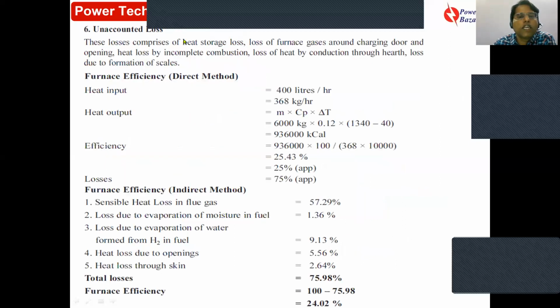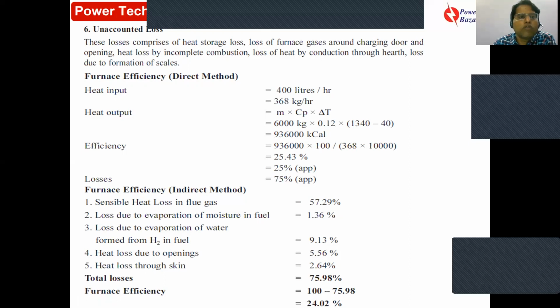Similarly, unaccounted loss is also being considered. This may be due to furnace heat storage loss, loss of furnace gases around the charging door opening, heat loss by incomplete combustion, loss of heat by conduction through the hearth, and loss due to formation of scales. These are unaccounted losses which we are not considering at present, but there are certain formulas that are available. We can calculate that one.